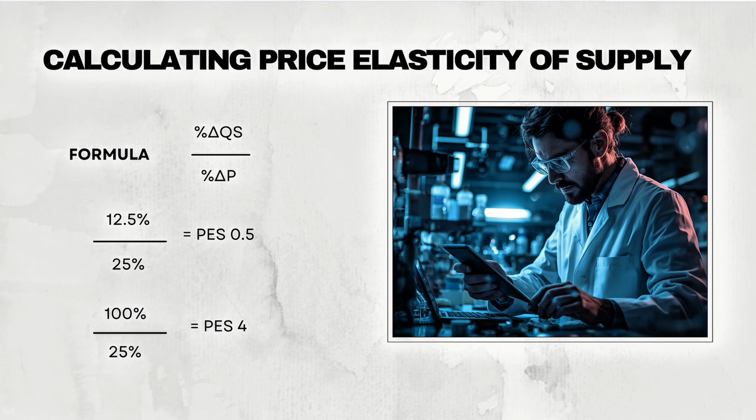And for the example at the bottom, the percentage change in quantity supplied is 100% and the percentage change in price is 25%. So 100 divided by 25, this gives us a price elasticity of supply of 4. What this really means is a 1% increase in price will result in a 4% increase in quantity supplied.